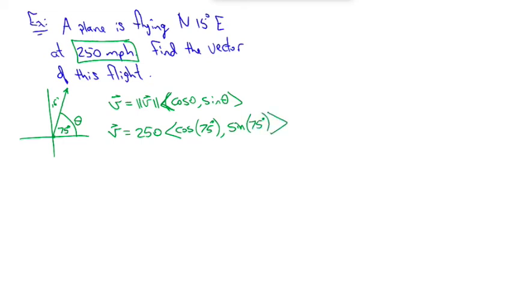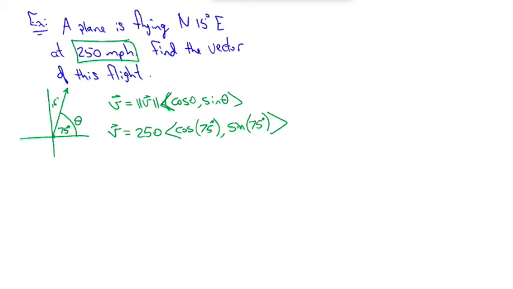So how fast it was going is the magnitude. How much it weighs is a magnitude. How much force you're applying to something is a magnitude. Now the direction you apply the force or speed or weight varies depending on the situation.